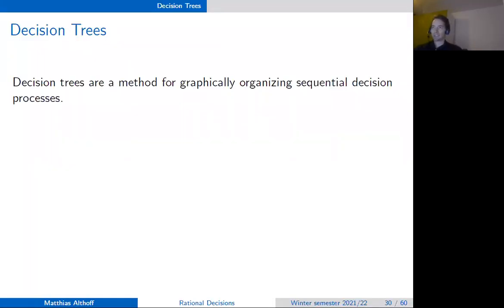Good. So let's continue with decision trees. The good thing about decision trees is they're super easy to understand, and so the next slides will be super easy. This is a tool: if you have a very simple problem and you want to make a rational decision, then this is the way forward.